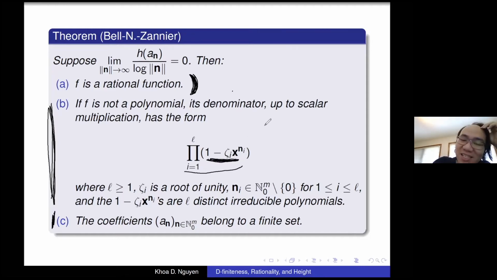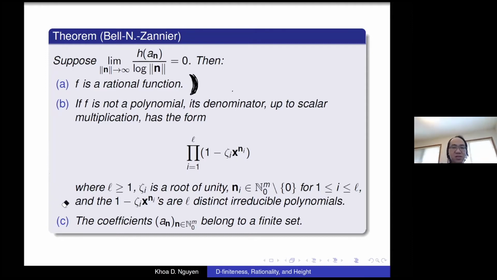Because the zeta_i is a translate. So we look at the set of points for which the denominator vanishes, and we play around with it, and then eventually we conclude that it has to be of this form because it's a translate of subtori. Okay, so that is one result in our work.